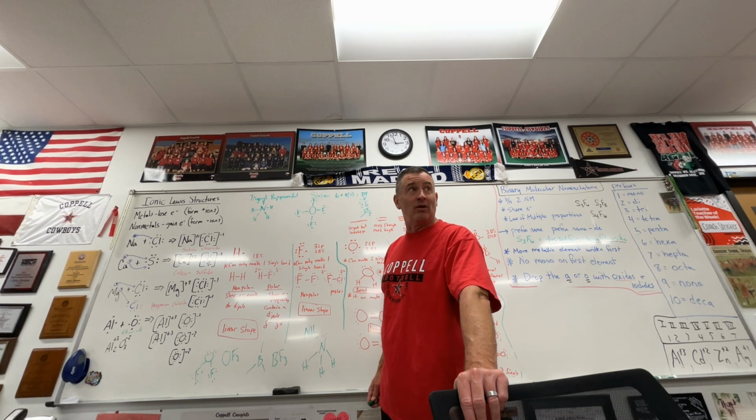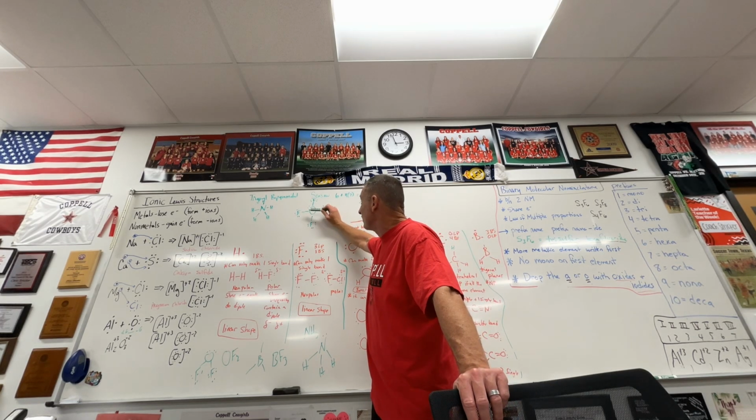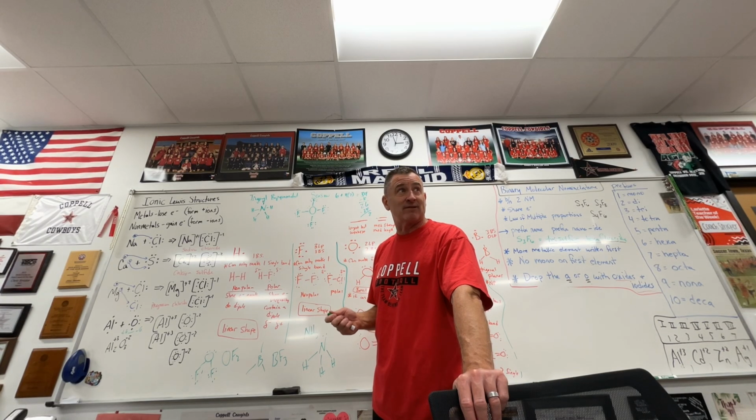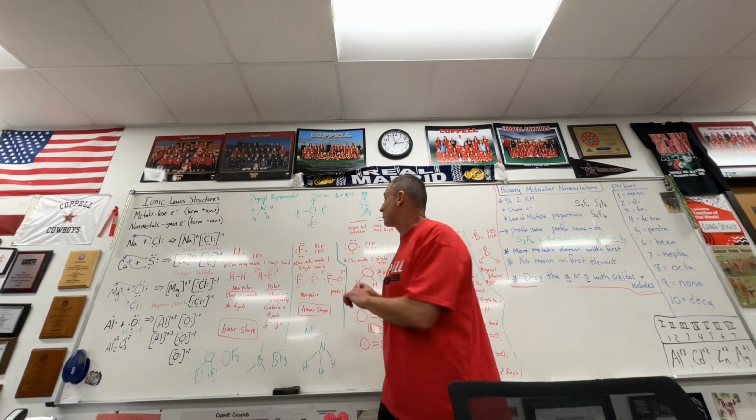All seesaws will have one lone pair and 4 bonds. So in order to do that, it has to have 1, 2, 3, 4, 5, 6 electrons, which tells you that it's oxygen's family. Because only oxygen's family has 6 valence electrons. So oxygen's family with 4 bonds.